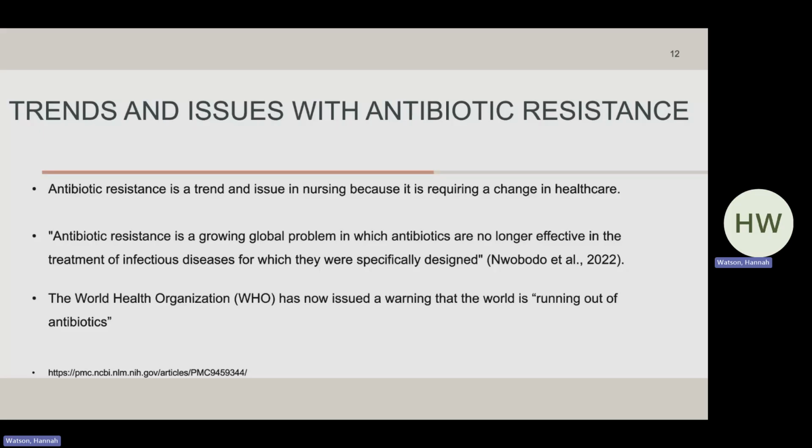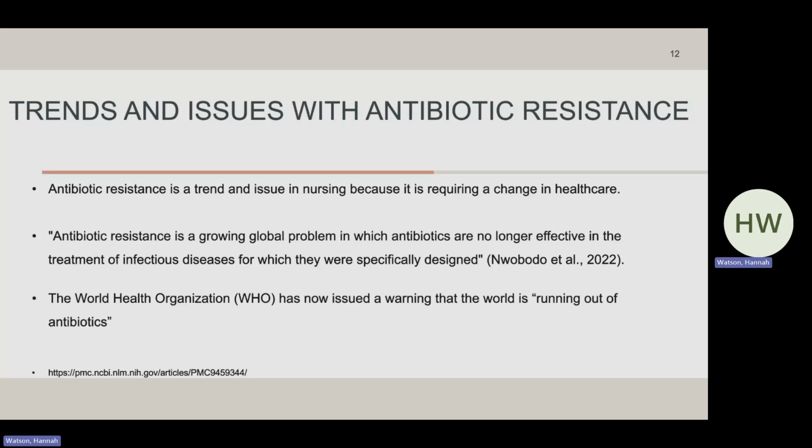One reason this happens is the overuse and misuse of antibiotics. For example, some people, once they start feeling better, skip doses or take antibiotics when they aren't needed, such as for viral illnesses like the common cold, when, as we know, antibiotics only work for bacterial infections. The World Health Organization has warned that antibiotic resistance is becoming a major global health concern because we are running out of effective antibiotics that help treat certain infections.